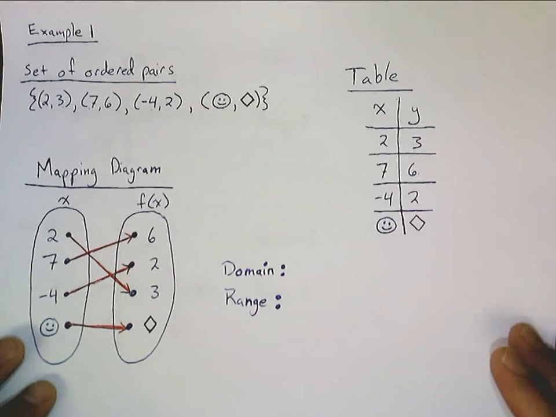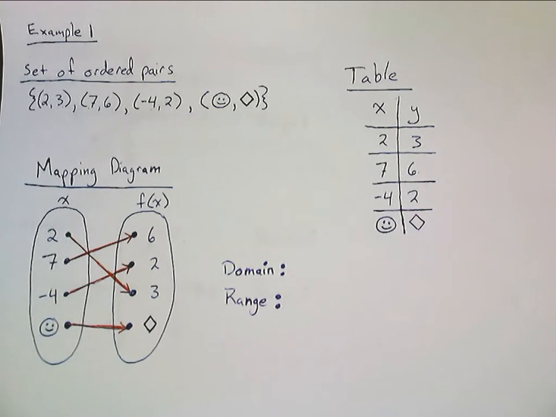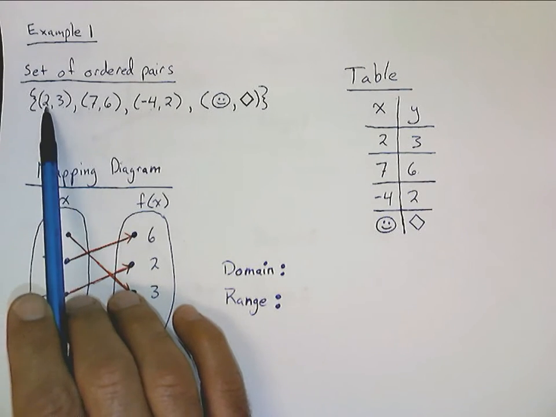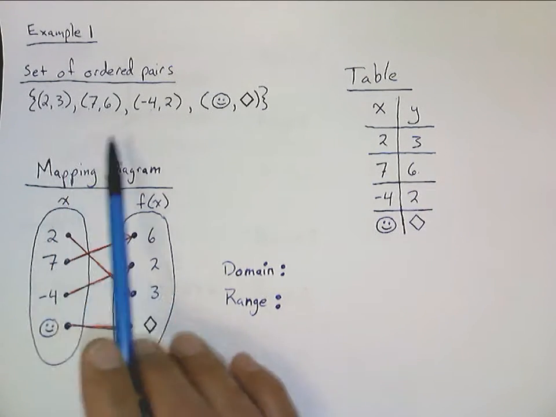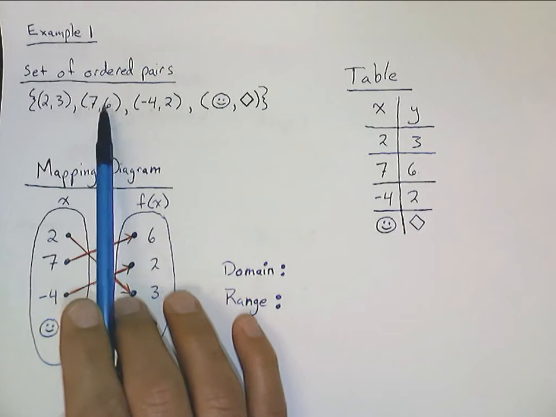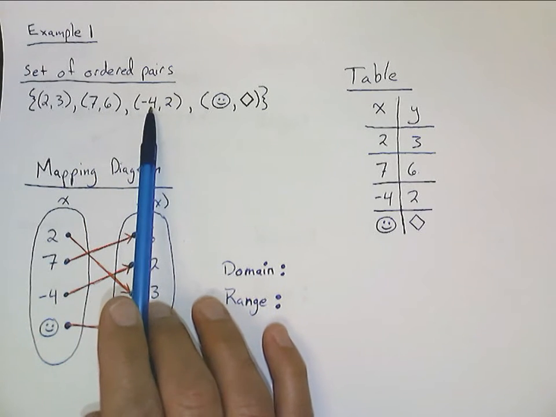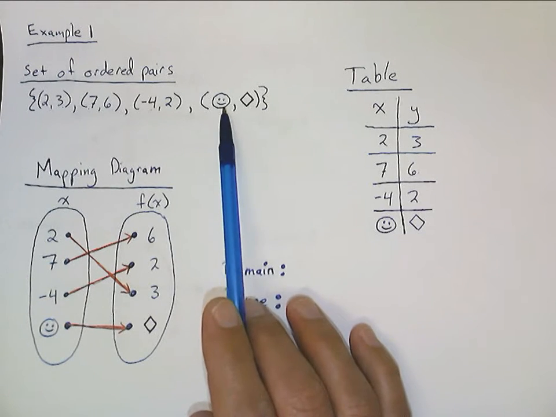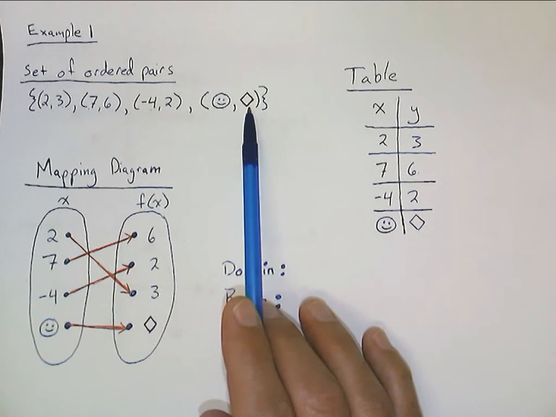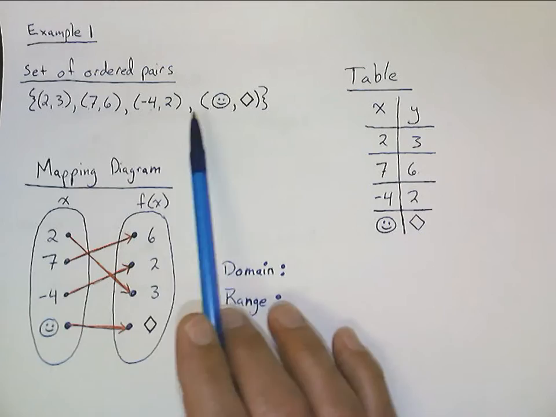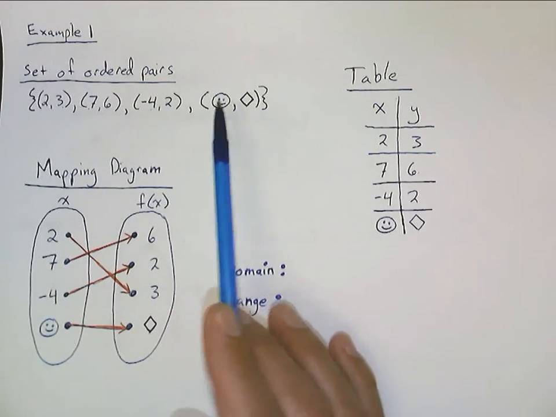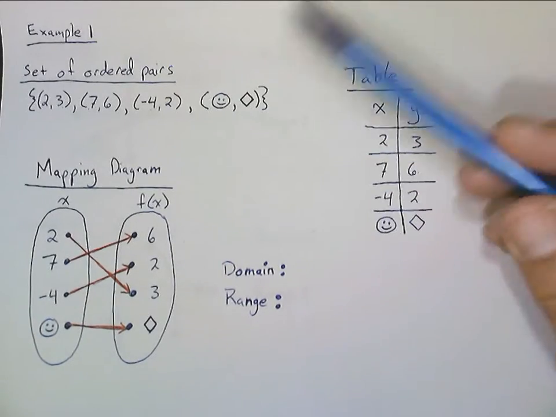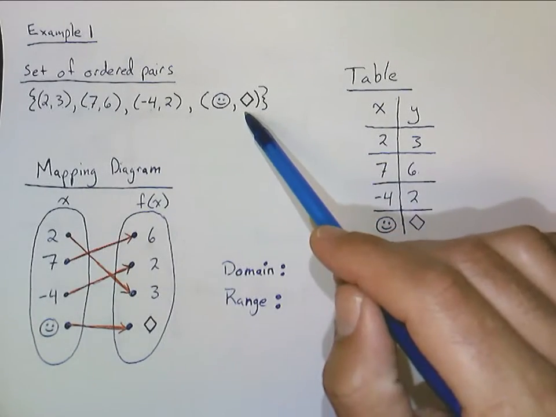Example 1, we're looking at just a set of ordered pairs, like here. We have the ordered pair 2, 3, there's the x, there's the y. 7, 6, there's the x, there's the y. Negative 4 is an x and it's paired up with 2. And then we have smiley face, which is paired up with the y of rhombus. Of course, usually we use numbers in here, but there's nothing in the definition that says they have to be. And so we can look at it as a set of ordered pairs here.